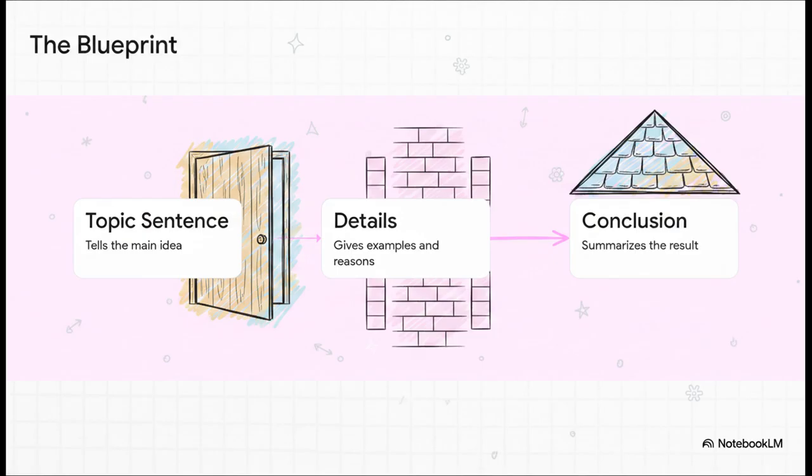Step 2 brings in the supporting details. These act like the walls, giving specific examples and concrete reasons. And finally, step 3 is the concluding sentence. That's the roof that perfectly summarizes or shows the result of everything we just built.